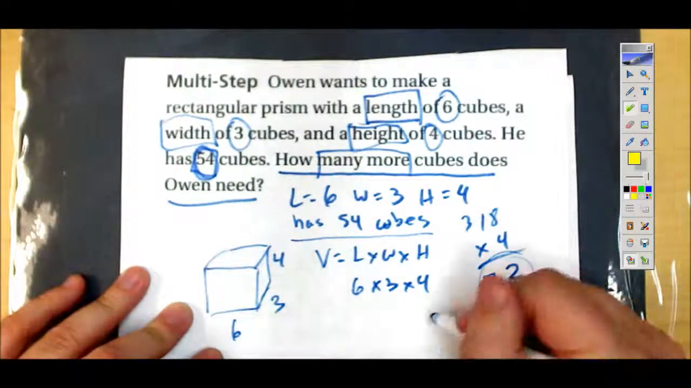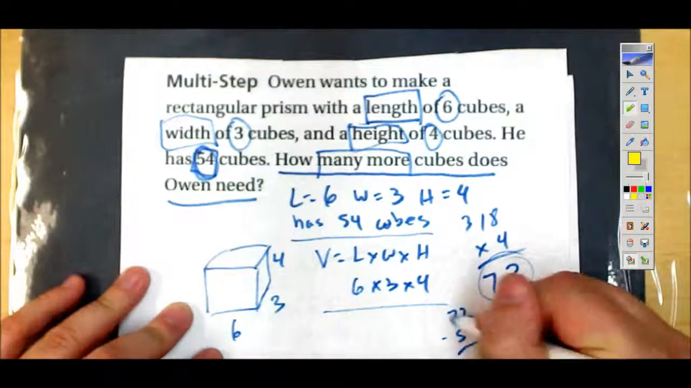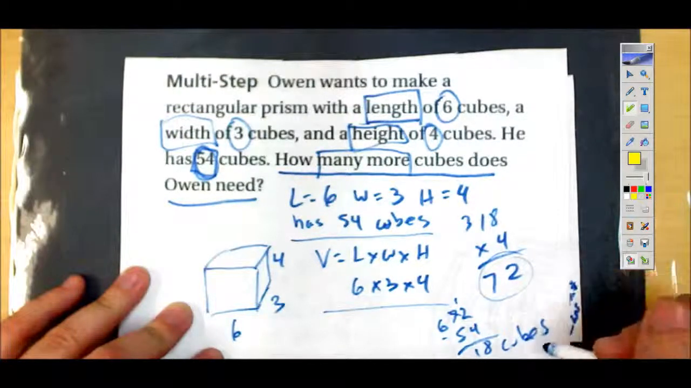So how many more does he need? Well, we subtract 54 from 72, and we get 18 cubes. That's how many more he needs.